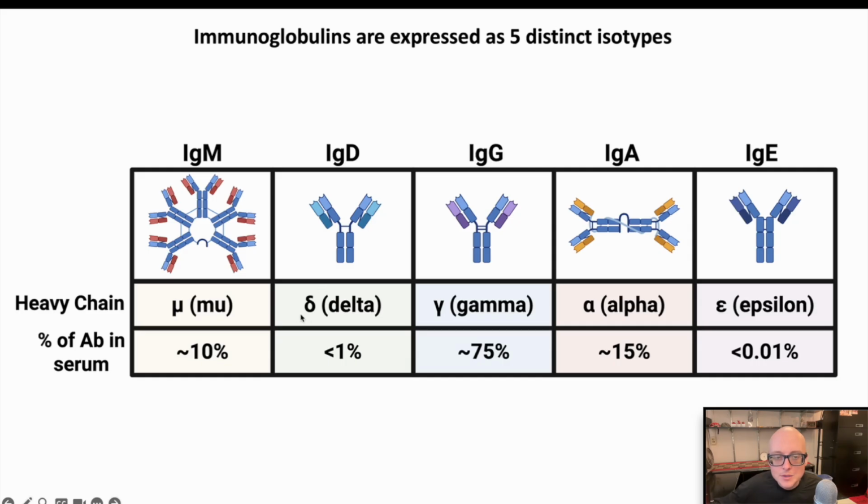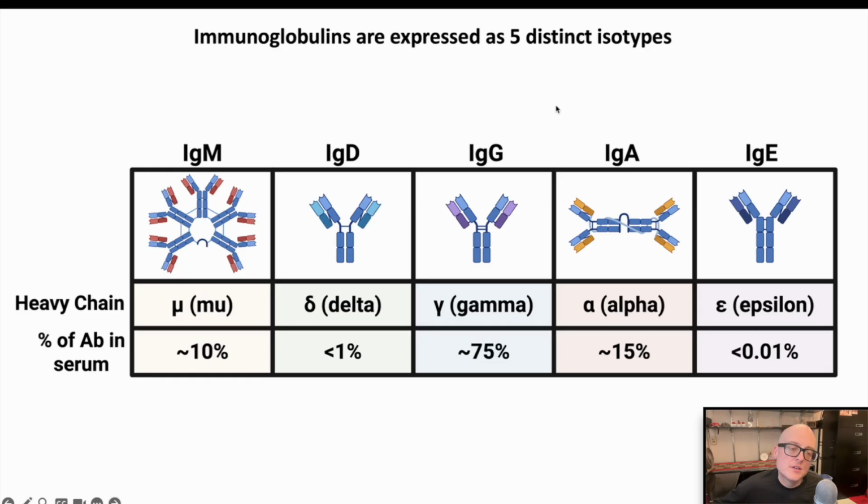IgD has a delta heavy chain, IgG a gamma, IgA alpha, and IgE epsilon. And this is where being able to recognize these Greek symbols can be very helpful for any student of biology. Again, the heavy chains are referred to by their Greek symbols, whereas the class of the antibody uses the more common letters like M, D, G, A, and E.